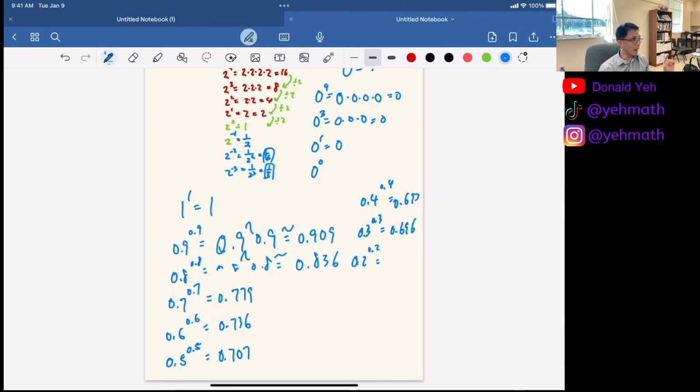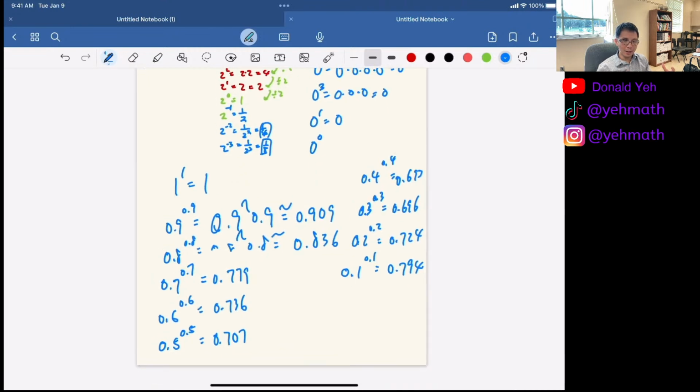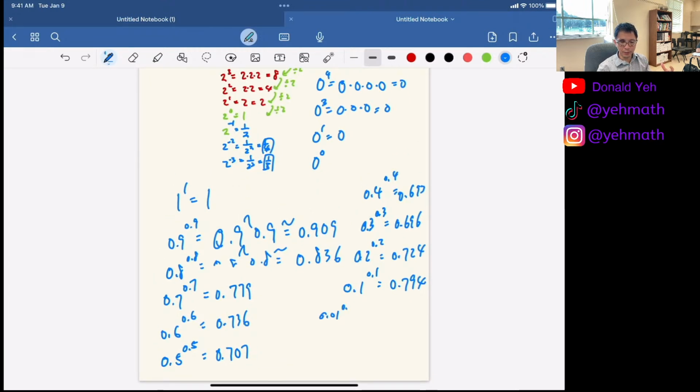So 0.2 to the 0.2 power is what? 0.724. And now you see the number go back up. 0.1 to the 0.1? 0.794. Now, in order to get to 0 to the 0 power, I'm going to start going down not by 0.1, I'm going to go down by dividing by 10. Does that make sense? So instead of that, I'm going to do 0.01 to the 0.01. What's it going to be? 0.954.